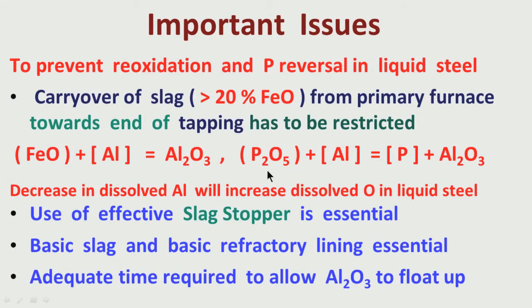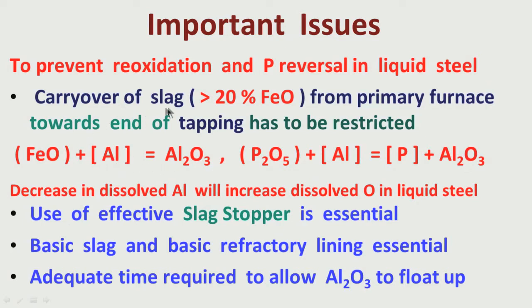So, this FeO can react with dissolved aluminum. Phosphorus oxide in slag, if it comes to the ladle from the primary furnace, can react with aluminum in liquid steel. MnO, like FeO, can also react with aluminum and give rise to alumina. In this process, what is happening? The dissolved aluminum in liquid steel is coming down. So, the steel is getting reoxidized, and what is the most potential element which will reoxidize first? Of course, it is aluminum.